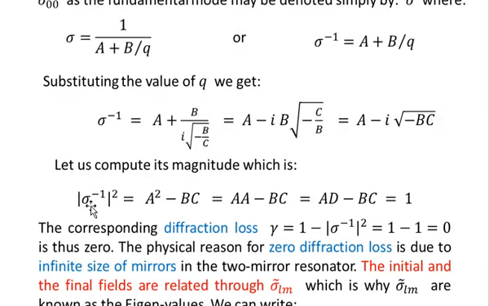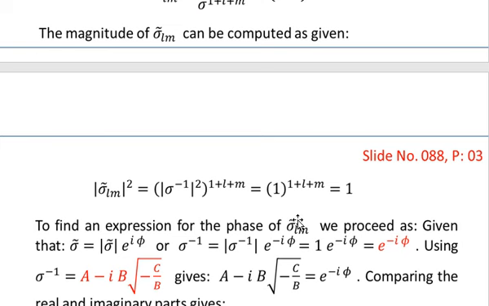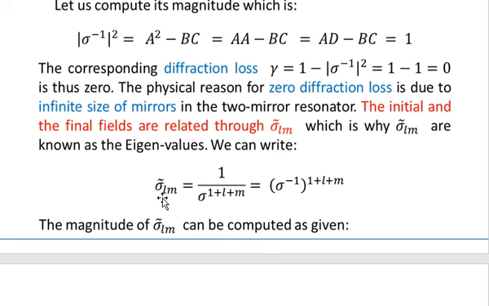You see that we have found the magnitude of sigma inverse in the form of absolute square of sigma inverse and have found that to be equal to 1. So let's compute the absolute value of sigma prime Lm, which is given by the absolute square of sigma prime Lm is equal to the absolute square of sigma inverse raised to power 1 plus L plus M, because you know that if you take the absolute square of the quantity on the left hand side, you need to take the absolute square of the quantity on the right hand side, and you know that absolute square is taken for complex quantities. So sigma prime Lm is generally complex and sigma inverse is also complex.